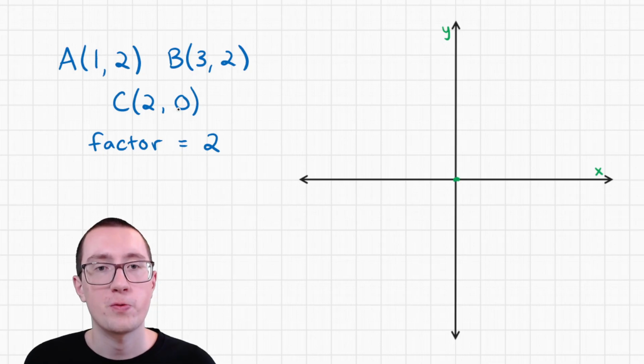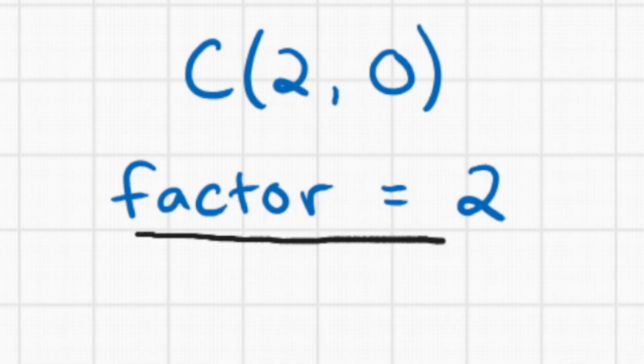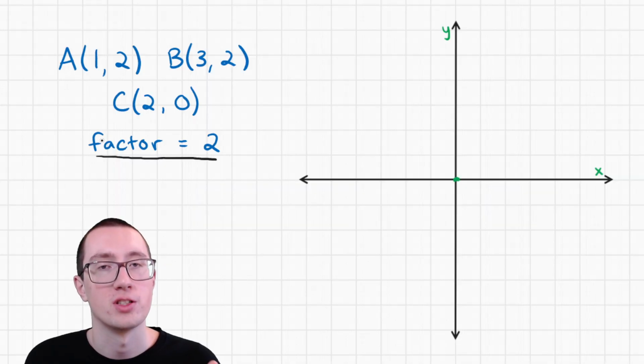How do we dilate a shape on a graph? So here's our first example. We have 3 points here. These are going to connect up to make a triangle because a triangle is 3 points. And we need to dilate it by a factor of 2. This is called our scale factor.